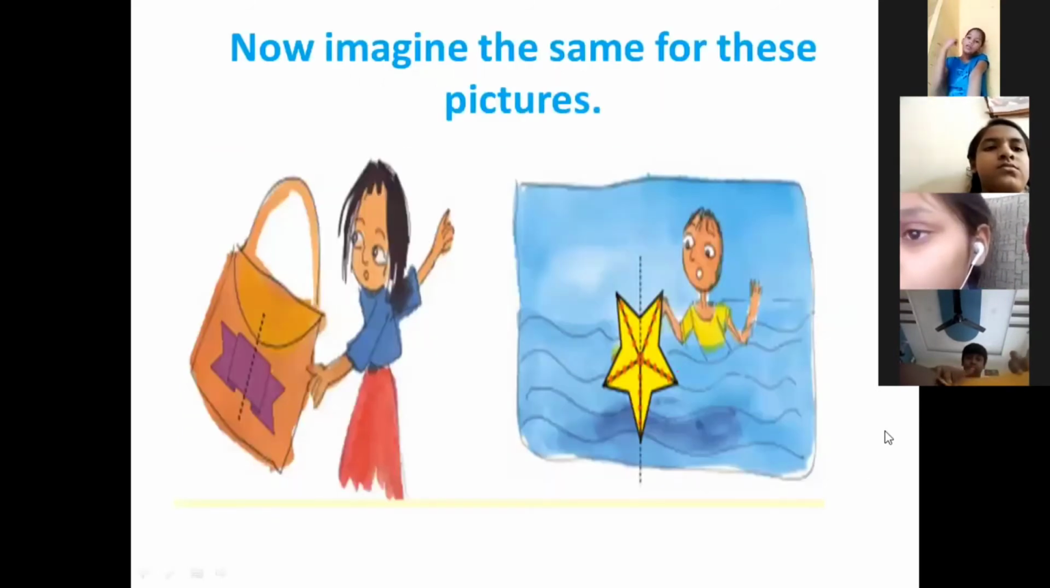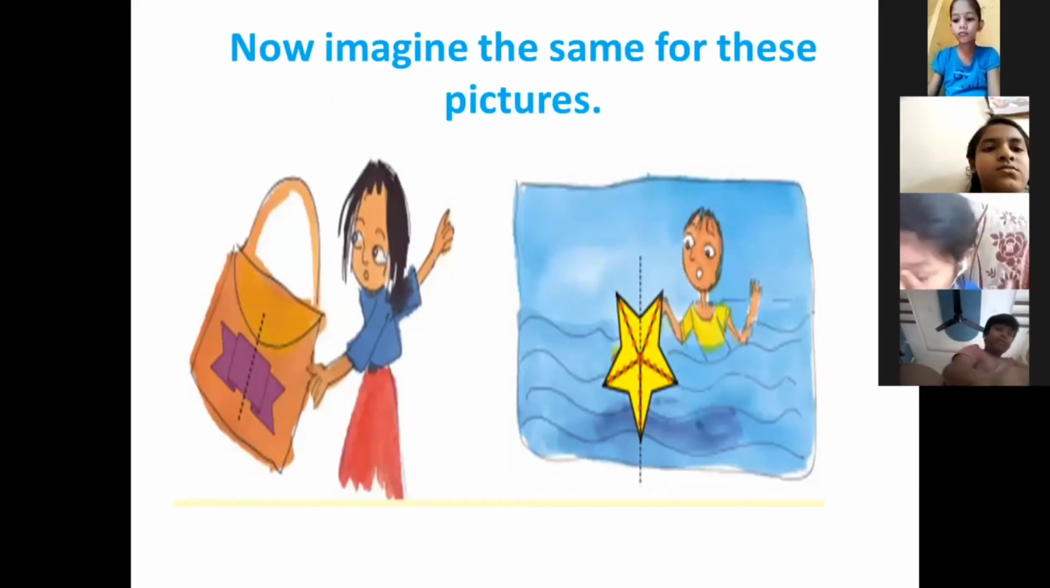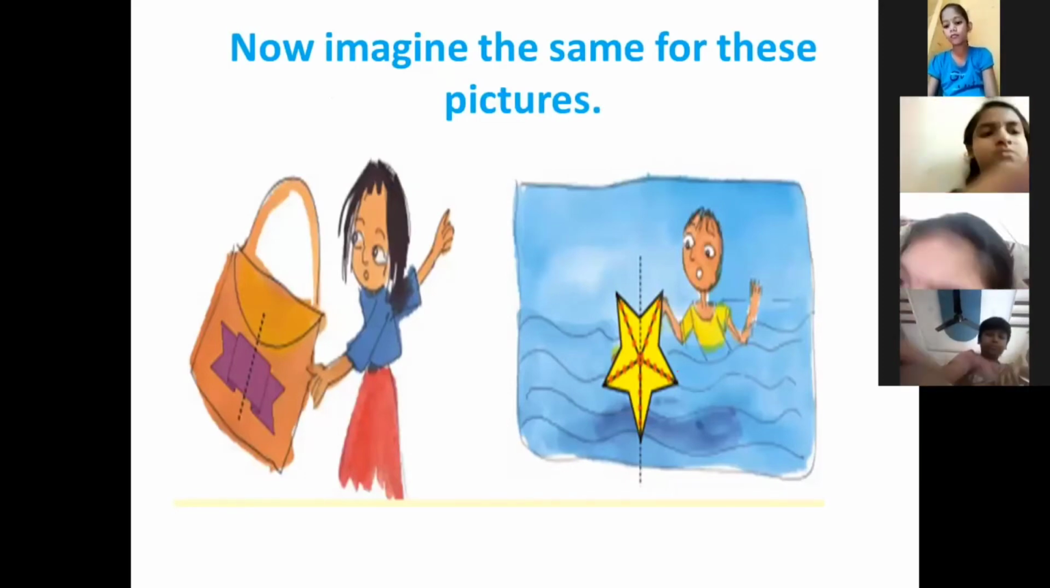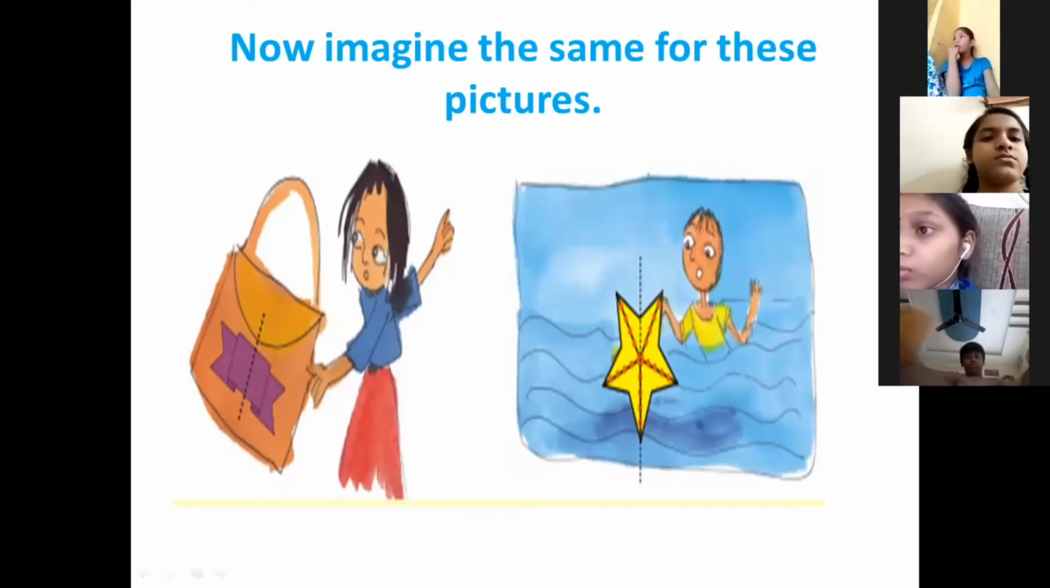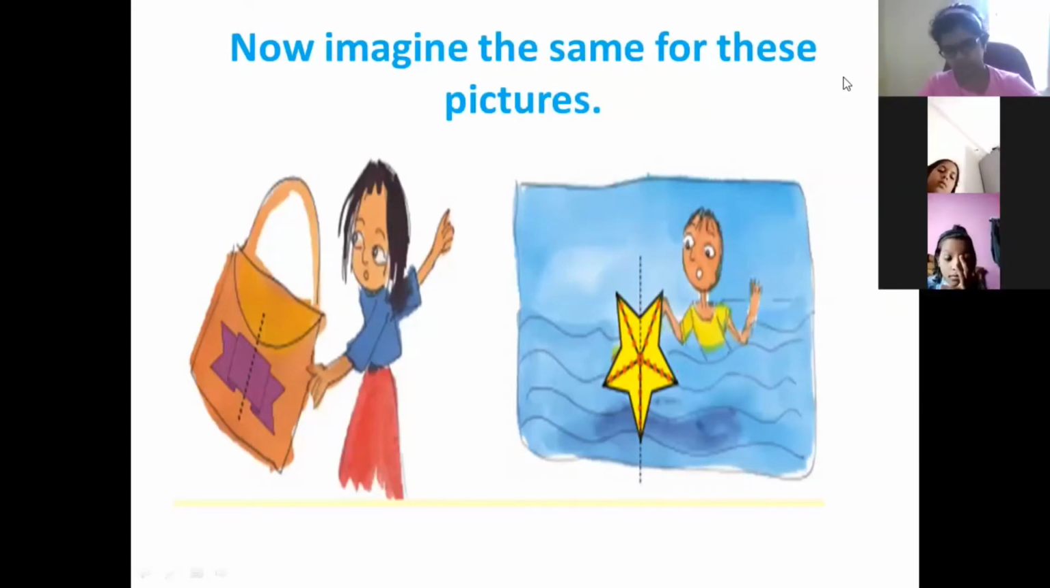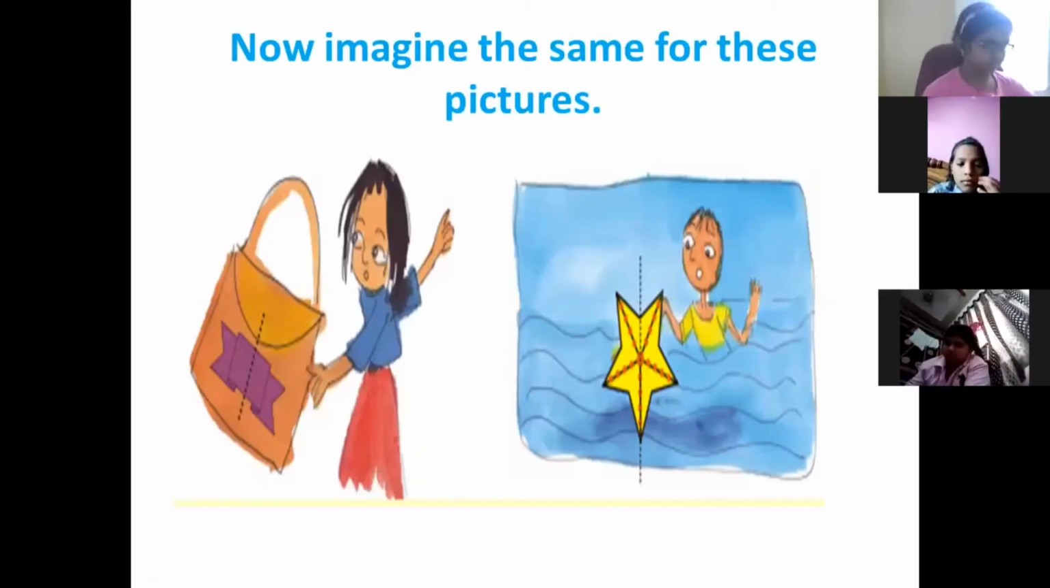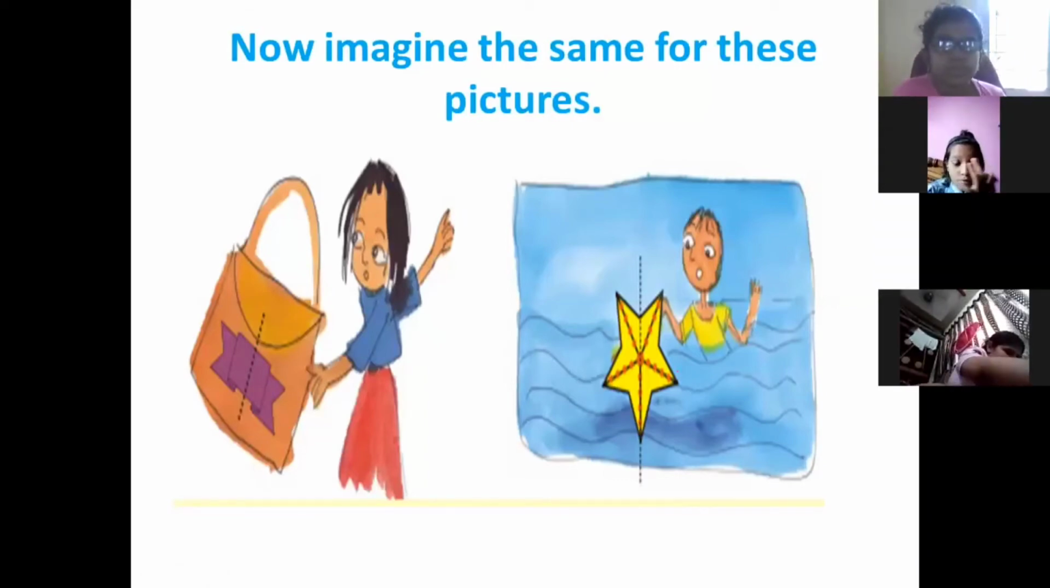So till now, what did you learn? What is symmetry? The dotted line is called the symmetrical line, and you can see the mirror halves. And symmetrical pictures and asymmetric pictures. Now, by seeing the pictures, you have to say whether the pictures are symmetrical or not. If it is not, you have to say the reason also. Okay. So let us see.